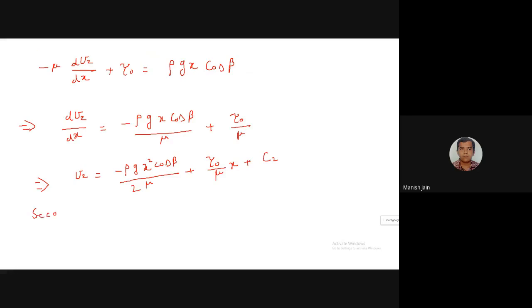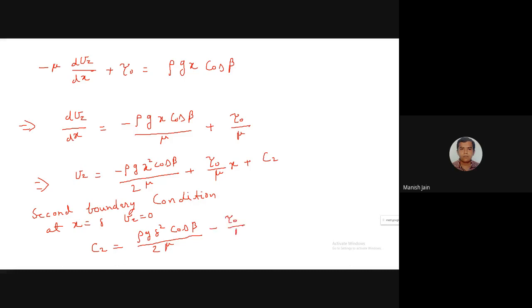The second boundary condition: at x equal to delta, vz equal to 0. So just substitute x equal to delta, you will find vz equal to 0. So c2 equals rho g delta square cos beta divided by 2 mu, minus tau naught delta divided by mu.